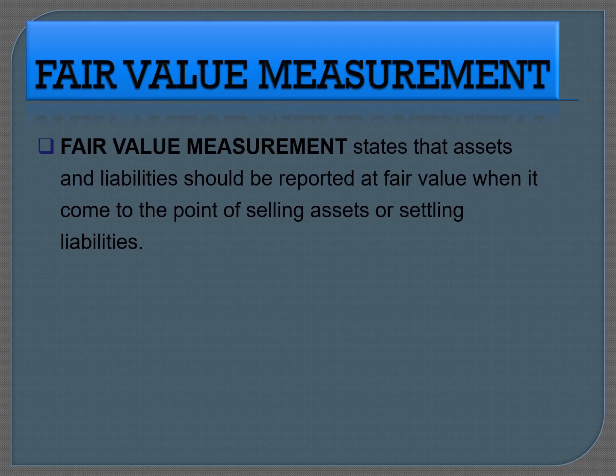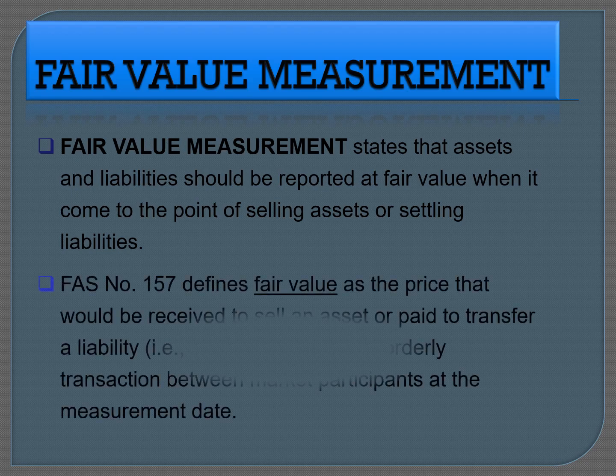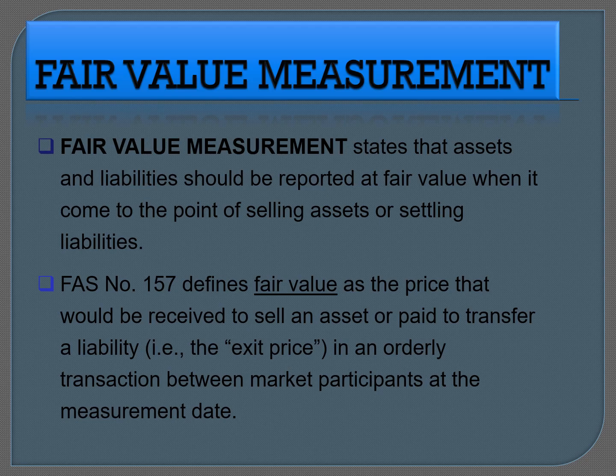2. Fair value measurement. What is fair value measurement? Fair value measurement states that assets and liabilities should be reported at fair value when it comes to the point of selling assets or settling liabilities. FAS number 157 defines fair value as the price that would be received to sell an asset or paid to transfer a liability, that is, the exit price, in an orderly transaction between market participants at the measurement date.